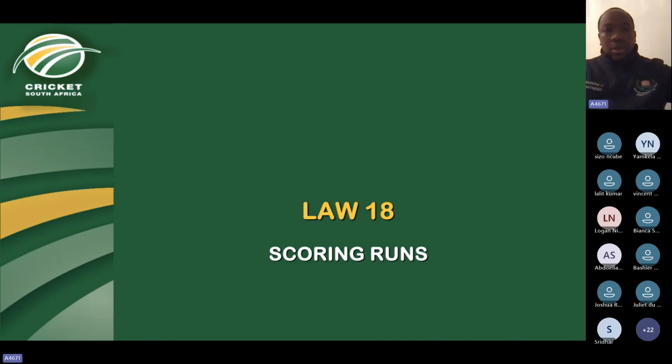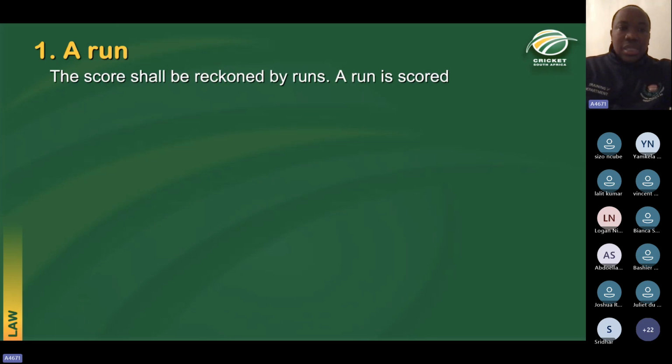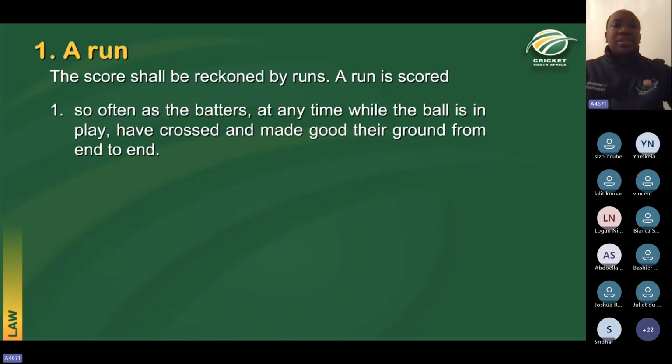Last law that we will be covering for today before going on to our question and answer session is Law 18, scoring runs. How do we score runs in cricket? Law tells us that the score shall be reckoned by runs, and a run is scored so often as the batters at any time while the ball is in play have crossed and made good their ground from end to end. Okay, that's running in between the wickets by the batters.